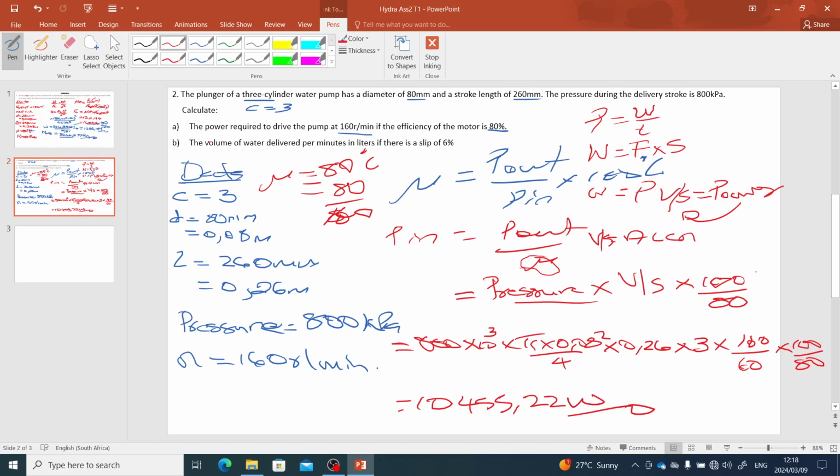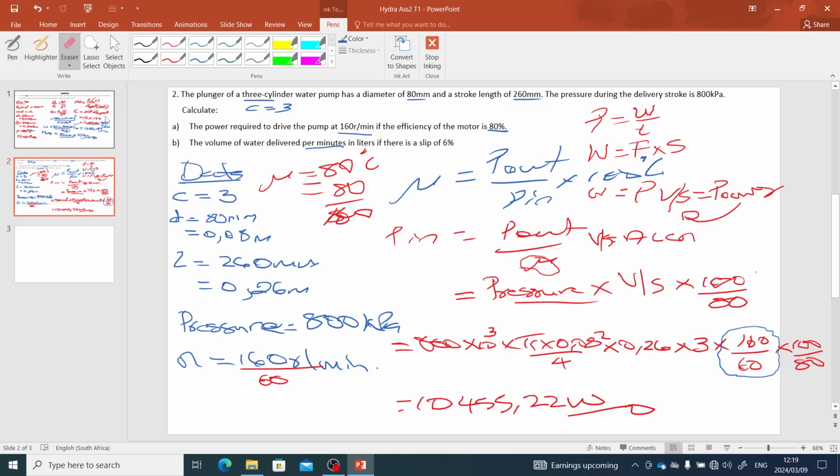Now, question B, they want us to calculate the volume of water delivered per minute in liters if there is a slip of 6%. Now, check here. Here we had to convert this into rotations per second, and we had to divide by 60. But now, question B, they want us to calculate the volume per minute. That means in calculating the volume on B, we're not going to divide by 60, because our rotational frequency is R per minute. We'll leave it as it is, as 160.